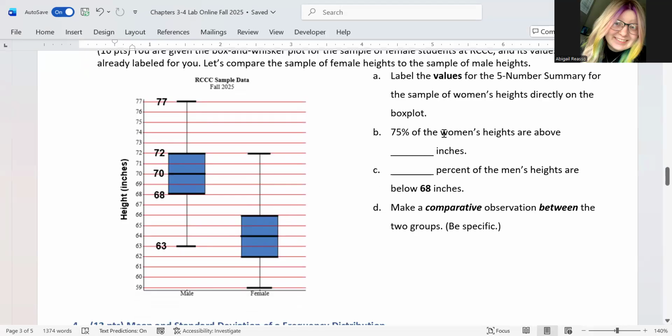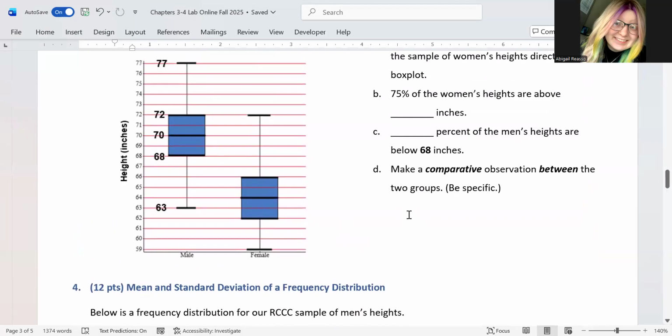And along with that, you're going to answer some questions. And then part D wants you to make a comparative observation between the 2 groups. So make sure you are comparing your male box plot in some way to your female box plot. And be specific. Make sure you use values, right? This is a math class. We're looking specifically at numbers as well as context. Okay.